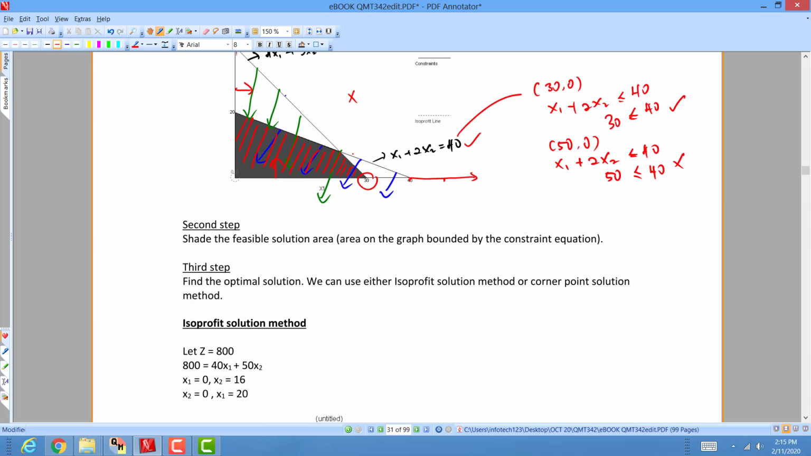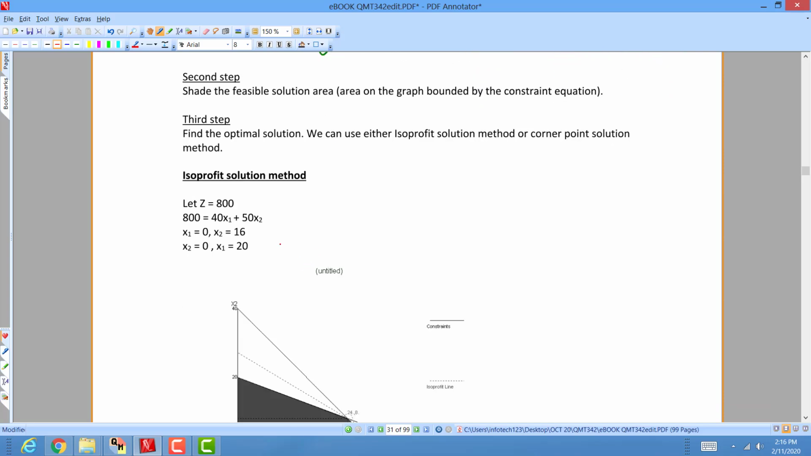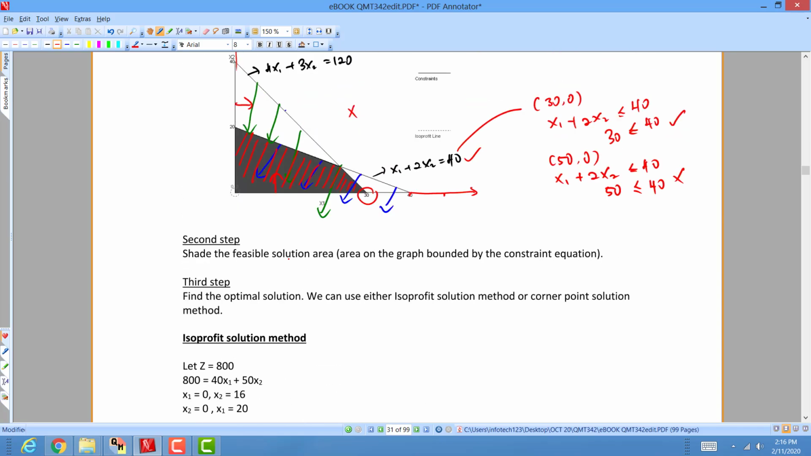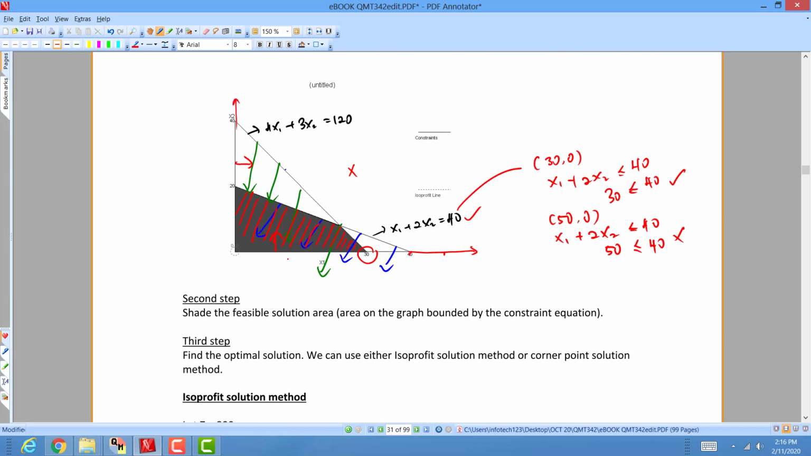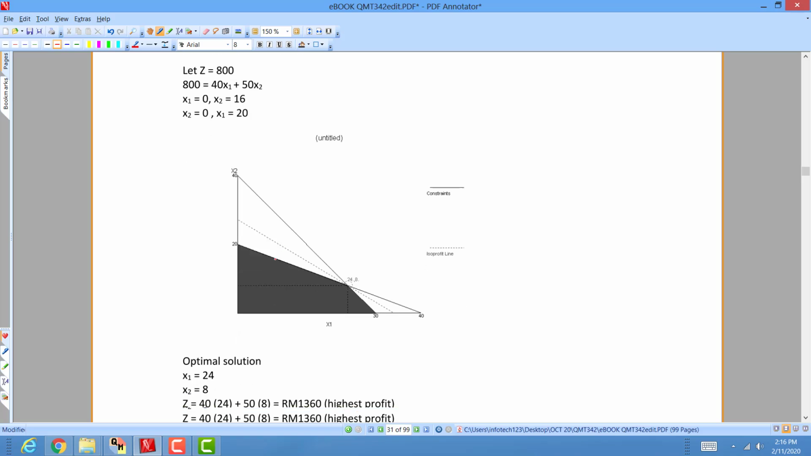Right, so third step barulah kita gunakan solution in order to get the point that produce the optimal solution. Okay, so let's say I use the first method, that is isoprofit solution method. Okay, just now kita baru sketch dan shaded the area. Okay, but which point give the optimal solution? Okay, which point give the maximum profit? That's come the optimal solution lah.